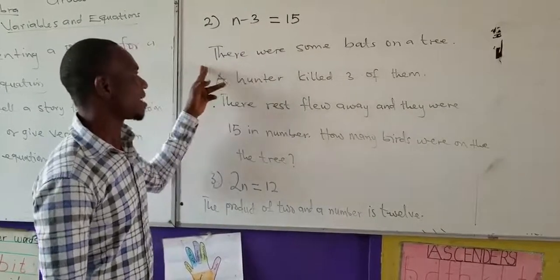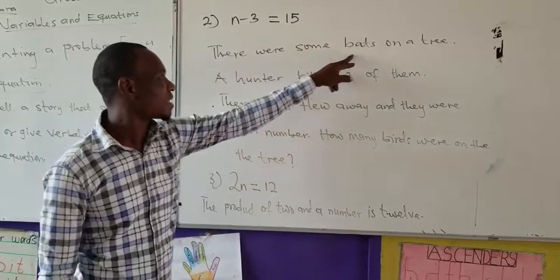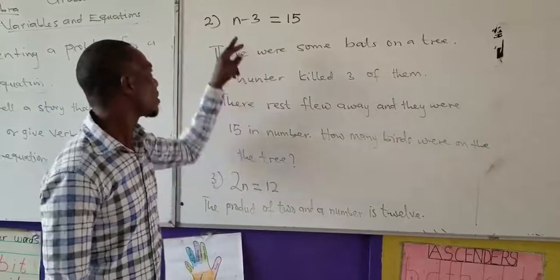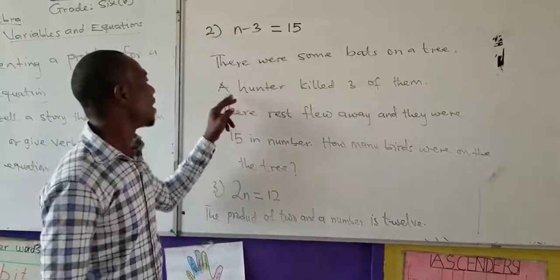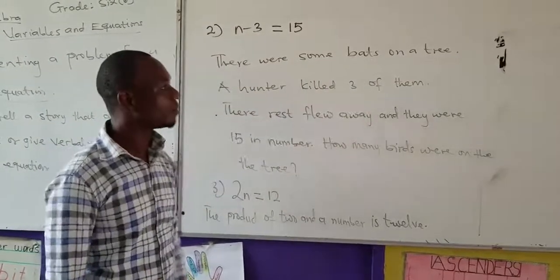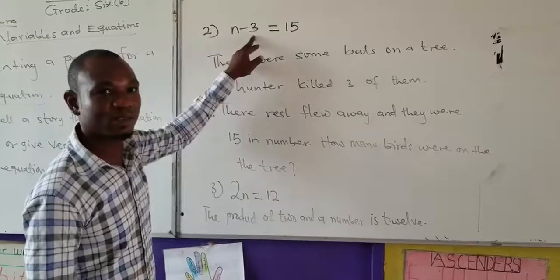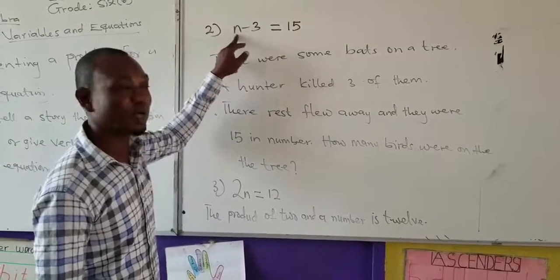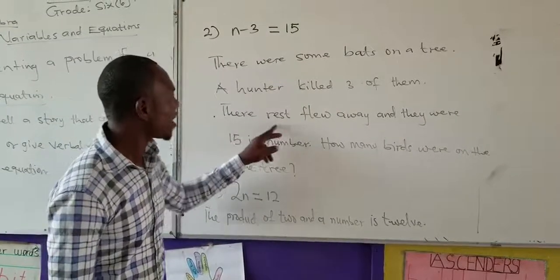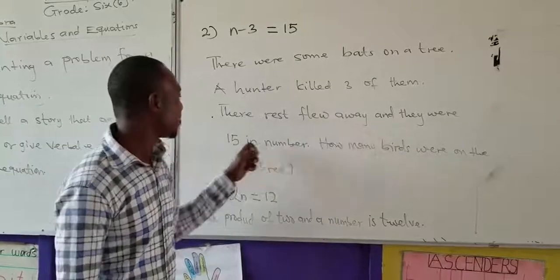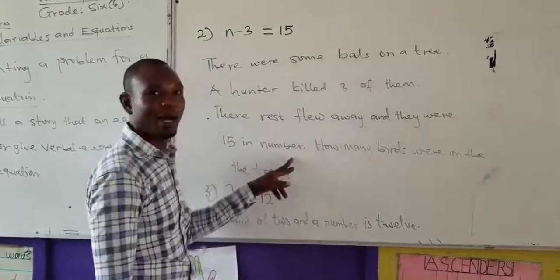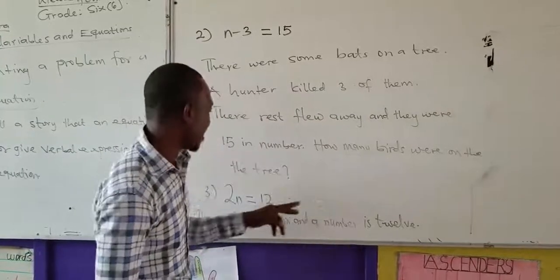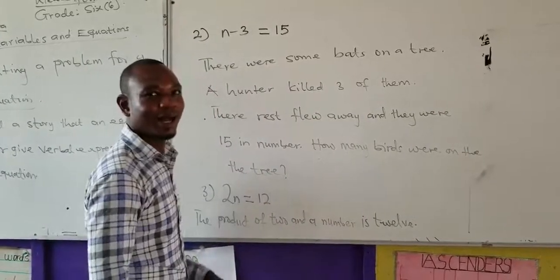So this is what I said. There were some bats on a tree. That is, some bats is the unknown that we are looking for. We don't know it. A hunter killed 3 of them. That is, the hunter killed 3 of the bats that we don't know. The rest flew away, and they were 15 in number. How many birds were on the tree? Are you getting it?